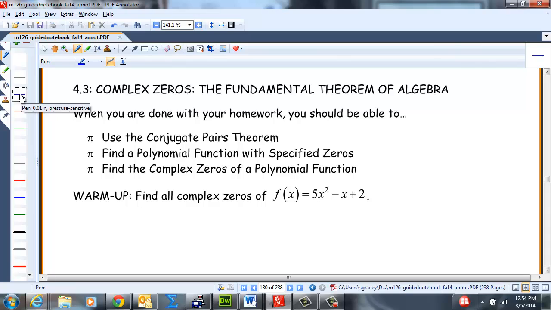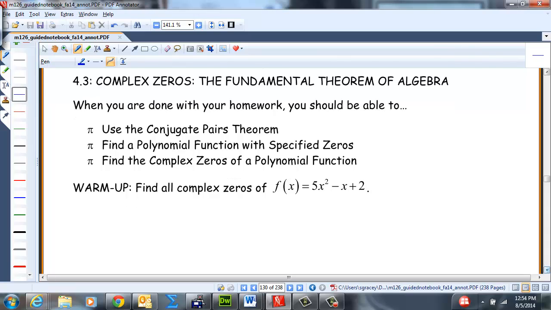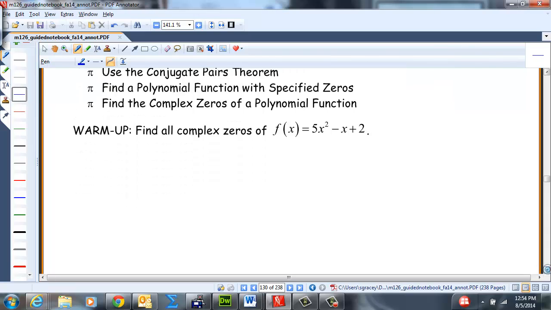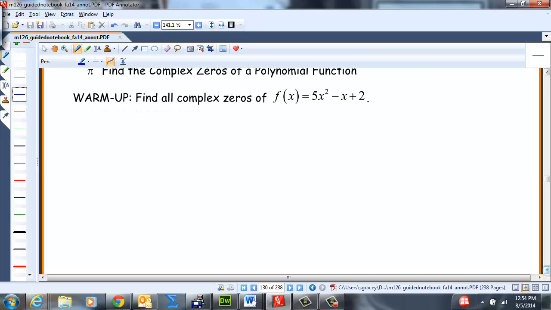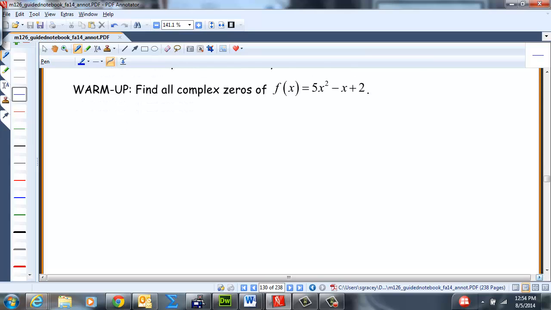We're finding all complex zeros. So basically, remember how we were throwing out results that would have had an i in them. Now it's okay to have imaginary numbers as part of your answer since we are in the complex number system. So pause the movie, warm it on up, and see how you do. Okay, let's see how you did.